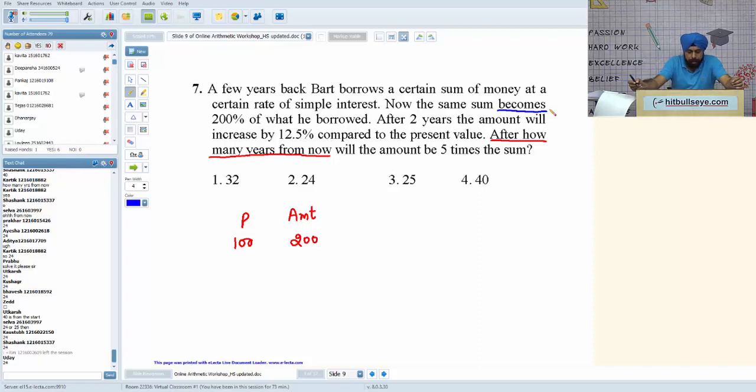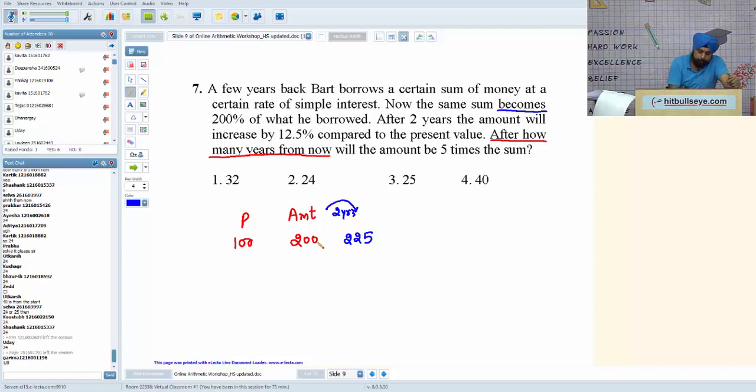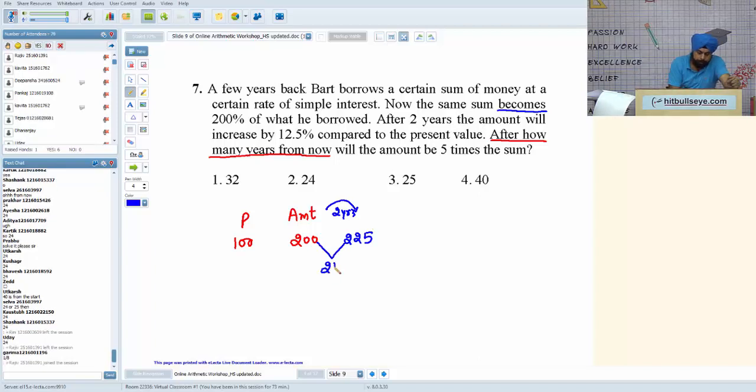Now he says, after 2 years, the amount will increase by 12.5%. So students, after 2 years, this will increase by 12.5%. Now 12.5%, I think you all should know in terms of fractions is 1 by 8. If you calculate and add 1 by 8 of this, which is 25 rupees, it becomes 225. So that means 25 rupees interest has been earned in 2 years. Mind it, on 100 rupees only, because it is just a case of simple interest.